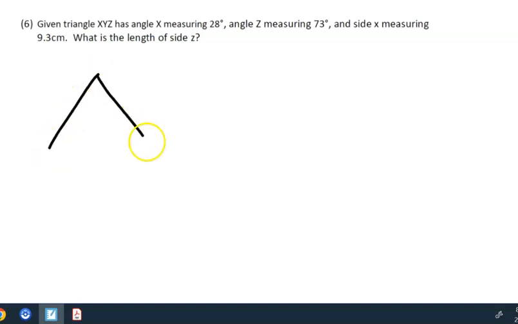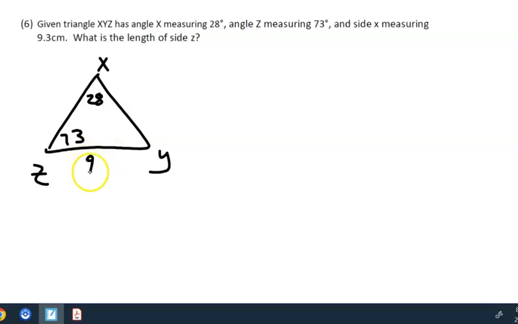All right. So for triangle XYZ, you're told angle X is 28. You're told angle Z is 73. You're told the side X is 9.3, and you're looking for side Z. So in this problem here, we do have the one complete pair, and we do have one of the two numbers for the other pair. So angle Y is not needed here because again you have 3 of the 4 numbers. So go ahead and set this problem up and solve for Z.